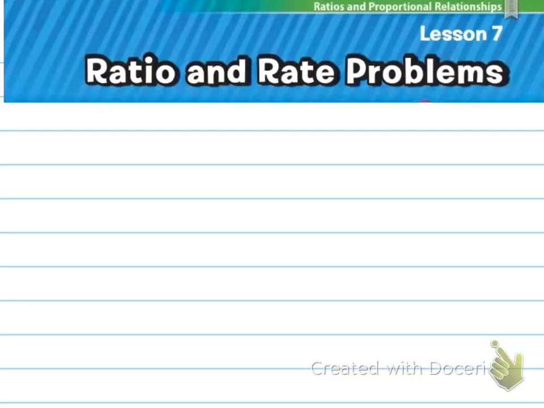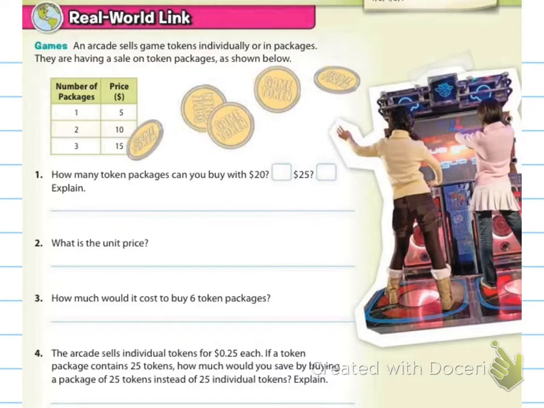Hello everybody. So this is ratio and rate problems. We're just reviewing ratio and rates using word problems. And that can be found in your textbook under Chapter 1, Lesson 7 if you wanted to look in there. Alright, the first thing we're going to go over is a little real world link.